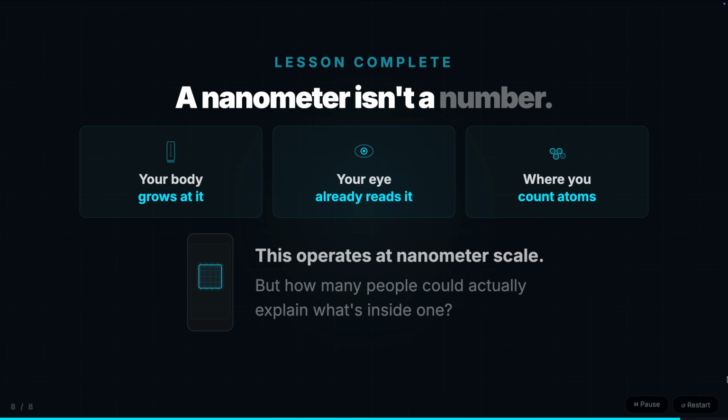But here's the thing. There's something in your pocket right now that operates at this scale. But how many people could actually explain what's inside one? Next up, what is a chip?